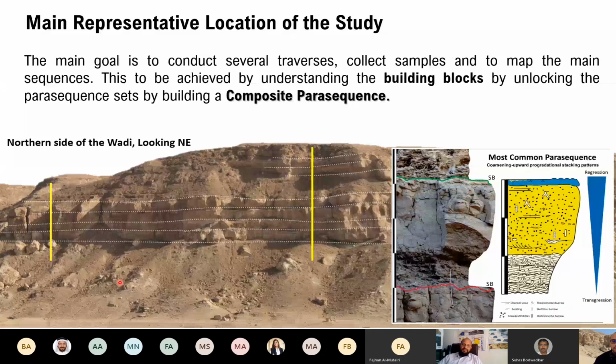And as you can see here, this is what we have identified as one of the main sequences in Kuwait, the most common. Generally, if you go anywhere, most likely you're going to see something like this or something that will resemble it. And one key input, as you can see here, is the regressive nature of these sequences. So basically, we are talking about regressive cyclicity.